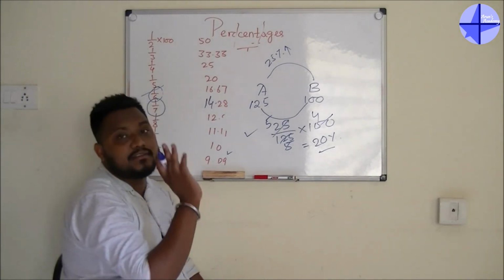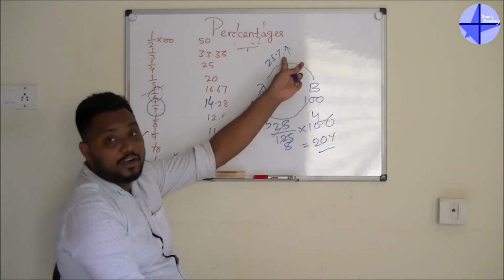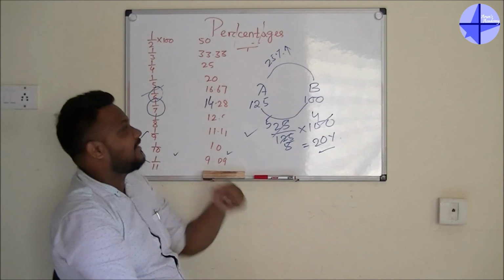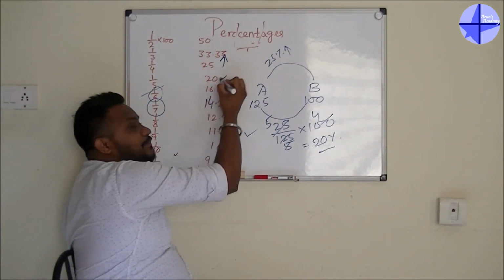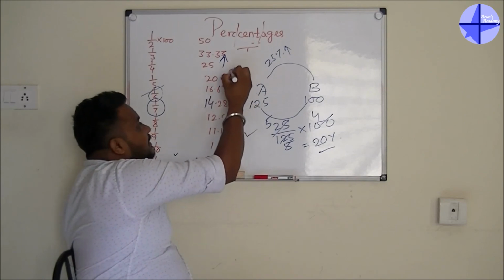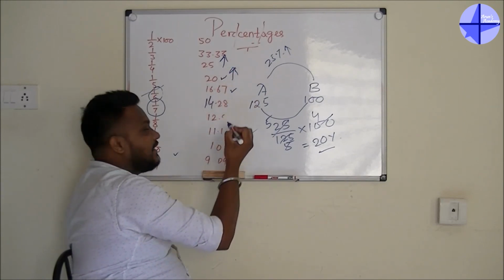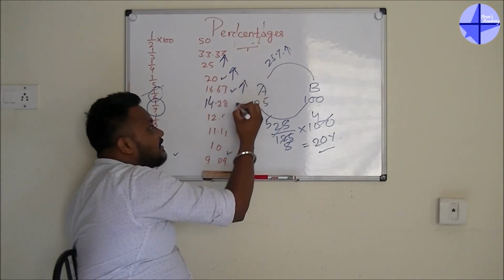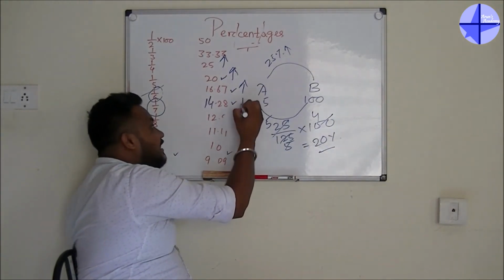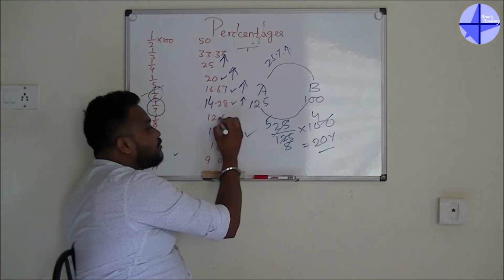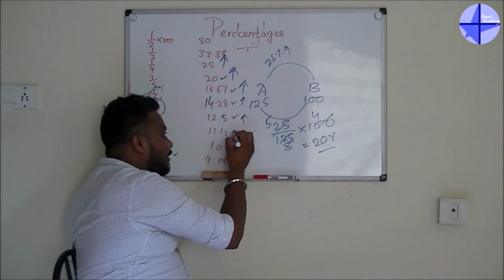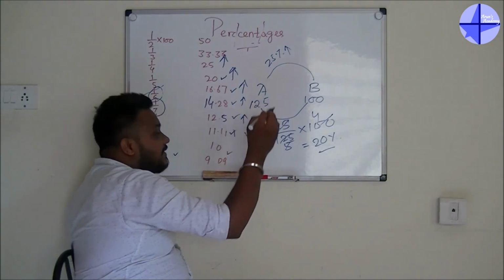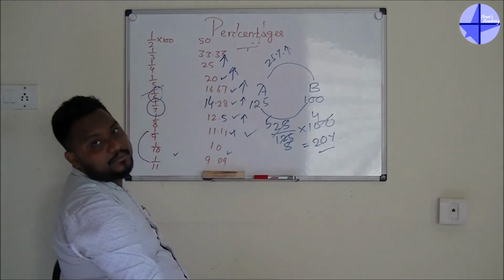Very simple. Guys, I got 25% greater. Always remember one thing. If it is 25% greater, it is 20% less. If it is 20% greater, it is 16.67% less. If it is 16.67% greater, it is 14.28% less. If it is 14.28% greater, it is 12.5% less. If it is 12.5% greater, it is 11.11% less, and so on.